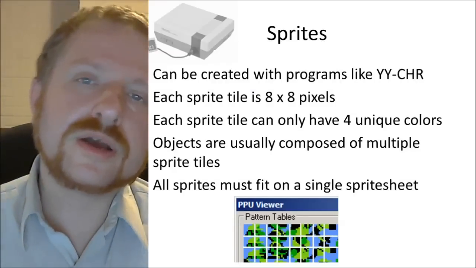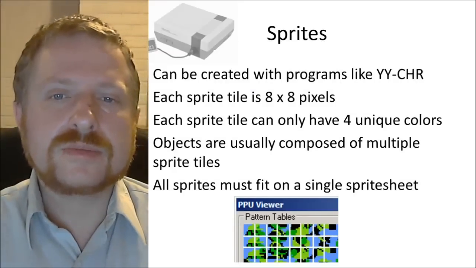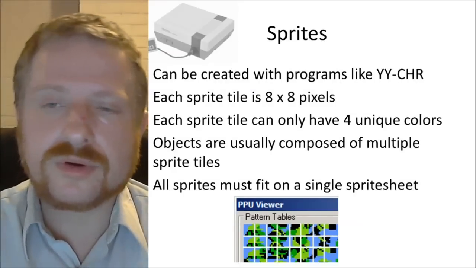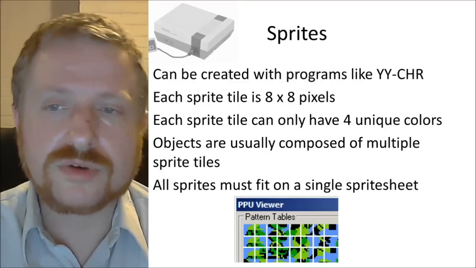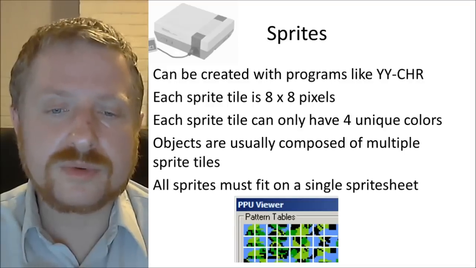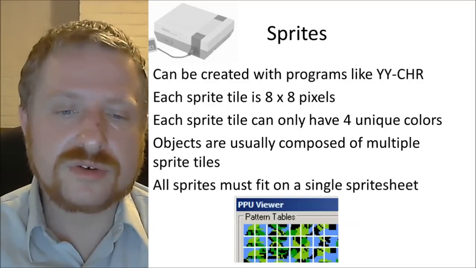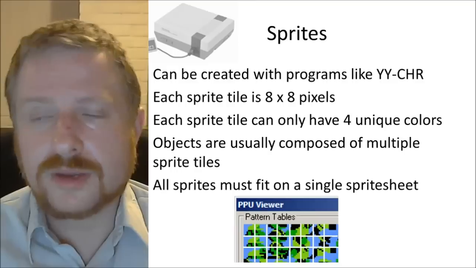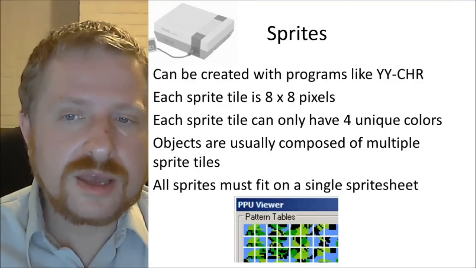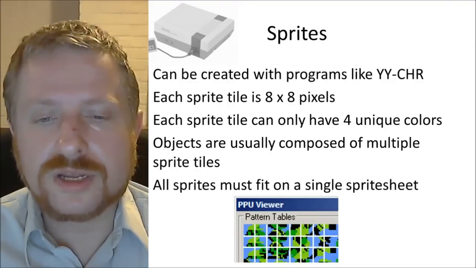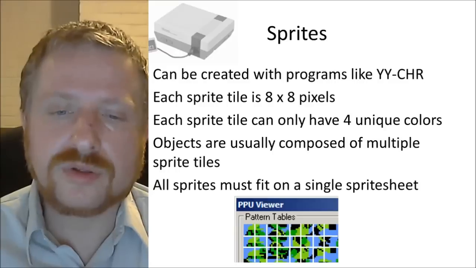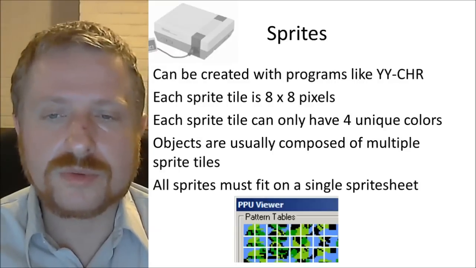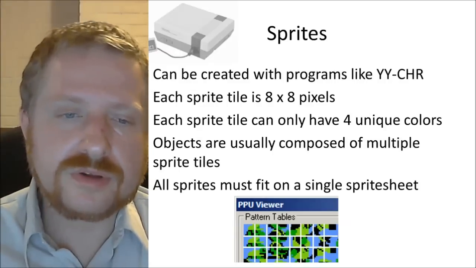So all sprites in all NES games can be created with a program such as YYCHR. There are other programs out there, but I like this one. It lets you easily draw to your pattern table. Each sprite is 8 by 8 pixels, and a sprite can only have 4 unique colors. It can actually have 3 colors and a transparency layer, so you're really limited on the number of colors you can use.